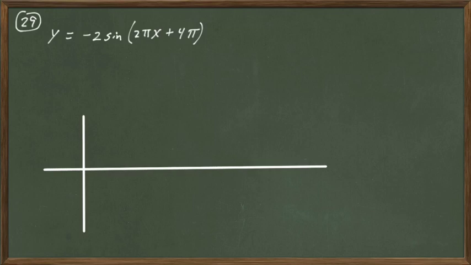Now on 29, you'll notice it is a sine wave, but a negative sine wave. So instead of the sine wave going up, it's going to be a sine wave going downward, right? So I do my sine wave. I make my amplitude 2.